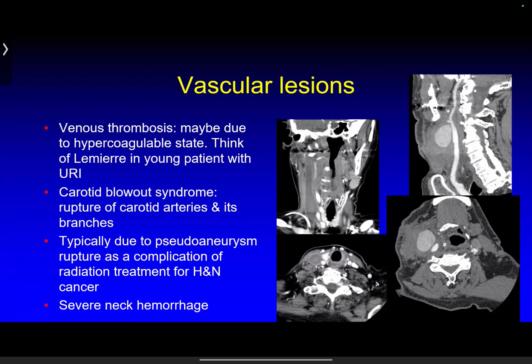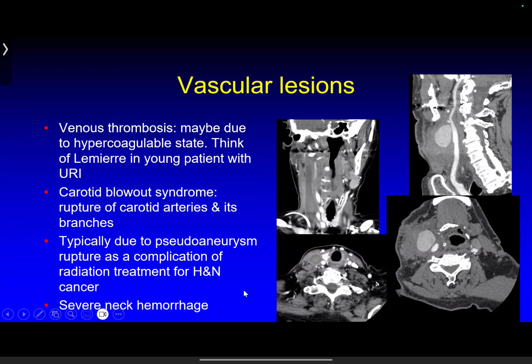Carotid blowout syndrome is a serious rupture of the carotid arteries and its branches, typically due to a pseudoaneurysm. Rupture as a complication, usually of radiation treatment for head and neck cancer, can result in severe neck hemorrhage. This was a patient who had prior radiation therapy to the neck and presented with right-sided neck swelling and pain. And the CTA showed this large pseudoaneurysm arising from the internal carotid artery, with a large non-enhancing soft tissue thickening consistent with a hematoma.